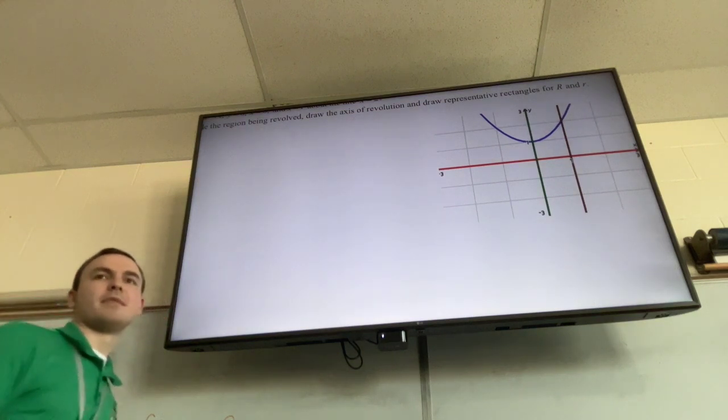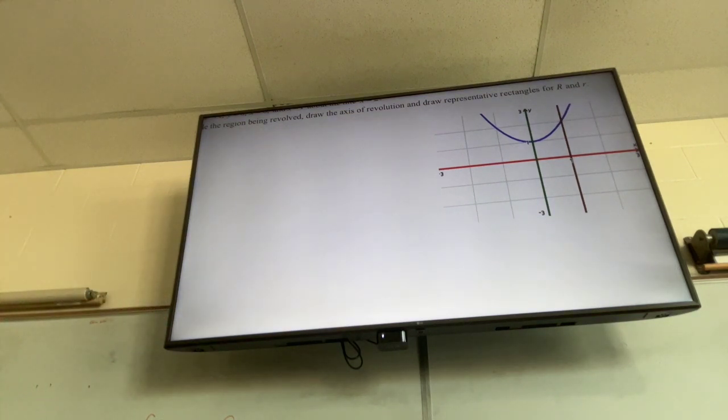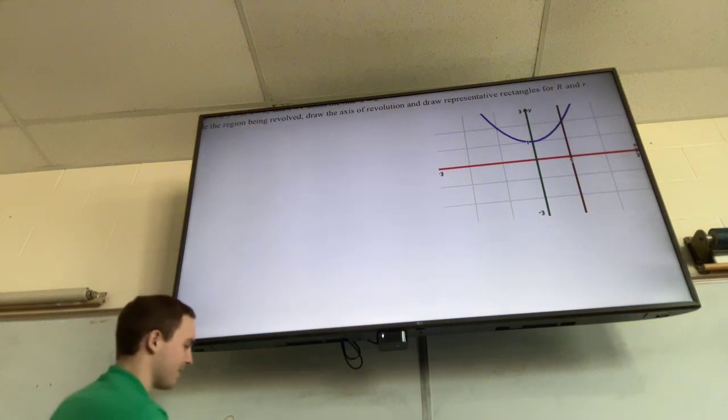Okay. Back to the antiderivative of secant. I made a little mistake. I multiplied by secant plus tangent over secant plus tangent. I just forgot to copy the plus sign over. That's why I was confused.